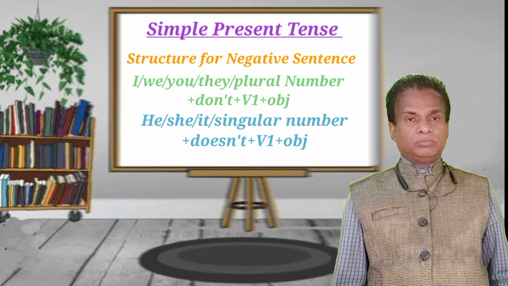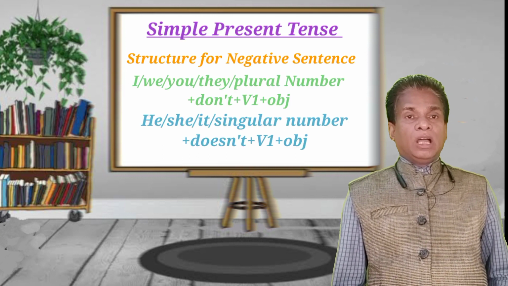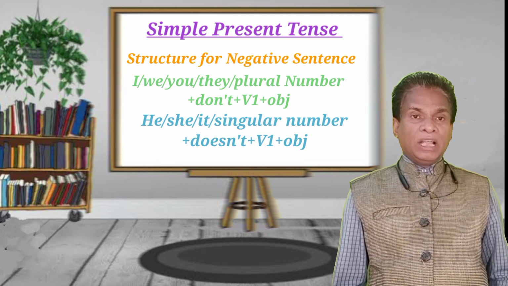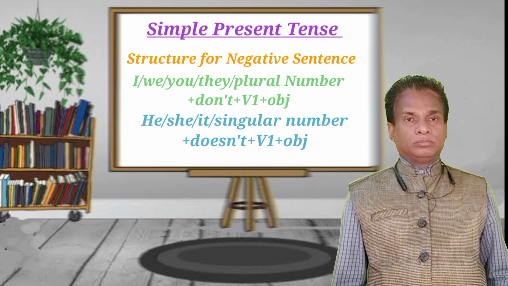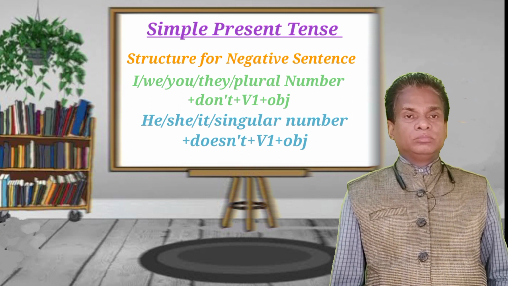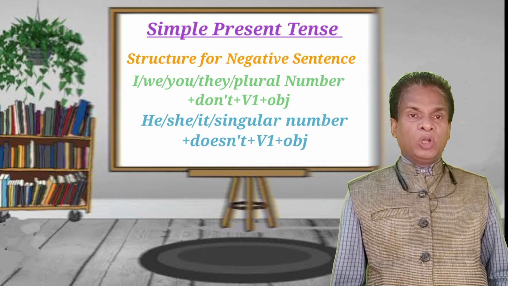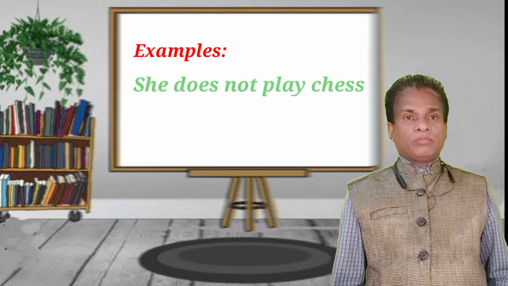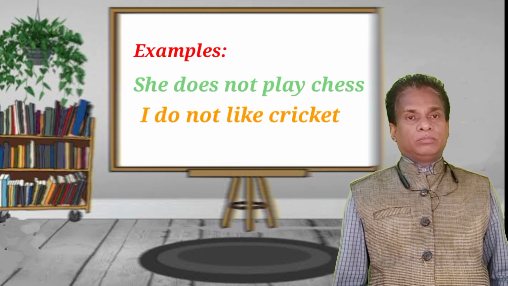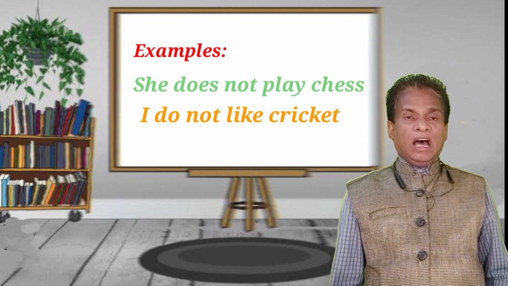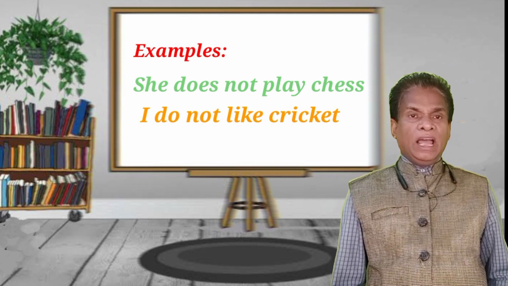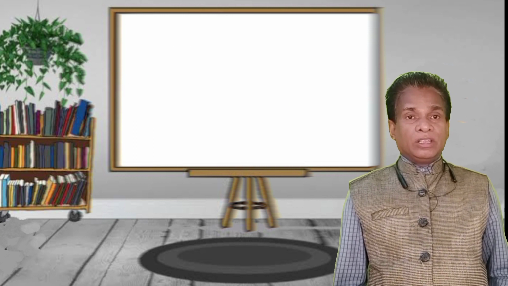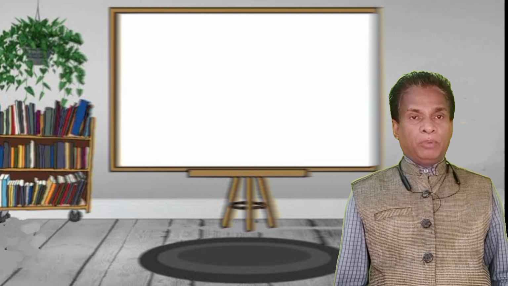Negative sentences. We use I, we, you, they, plural number, plus do not plus V1 plus object. He, she, it, singular number, plus does not plus V1 plus object. Example: She does not play chess. I do not like cricket. These sentences are in simple present tense but in negative form.